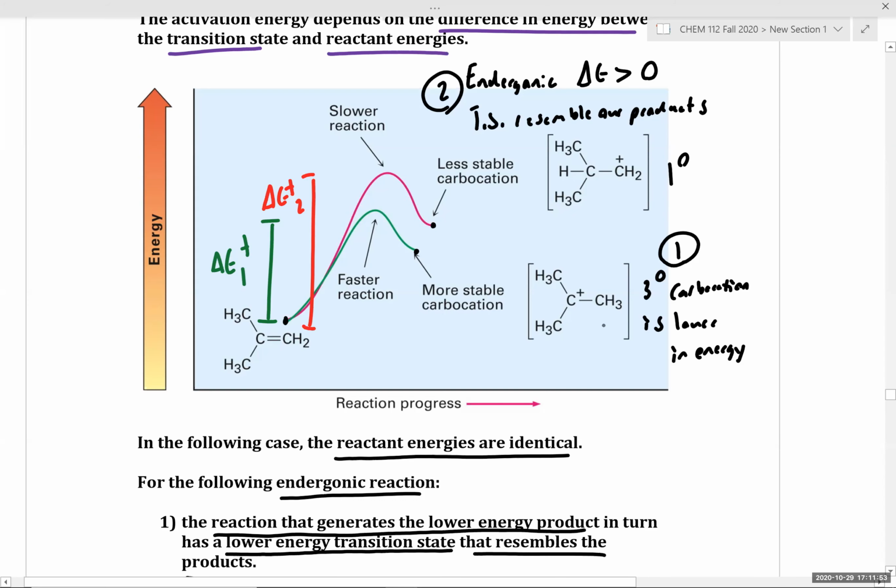So key takeaway, for endergonic reactions, the transition state resembles products. And it's really easy to see that because the products are closest in energy to our transition state.